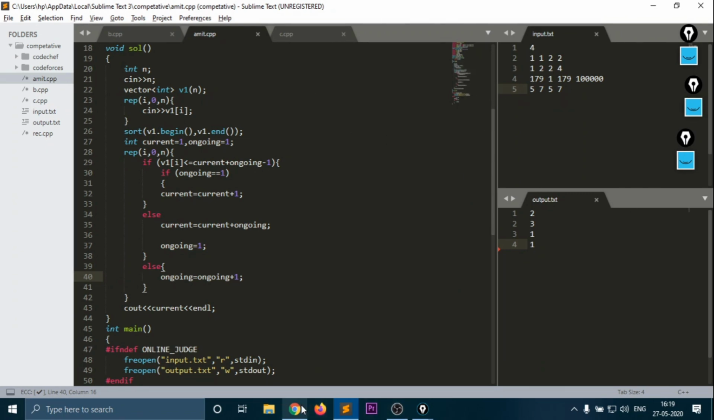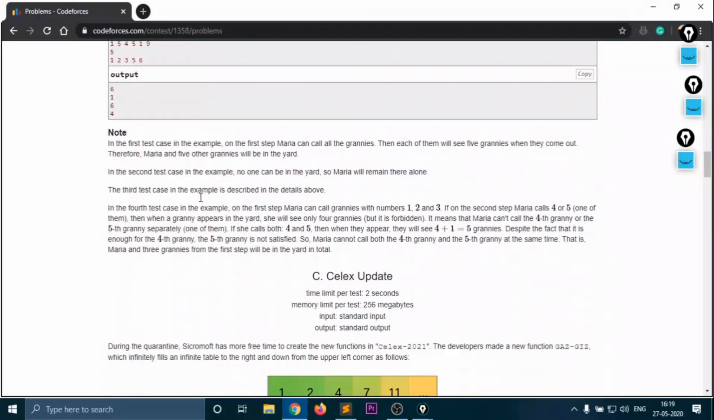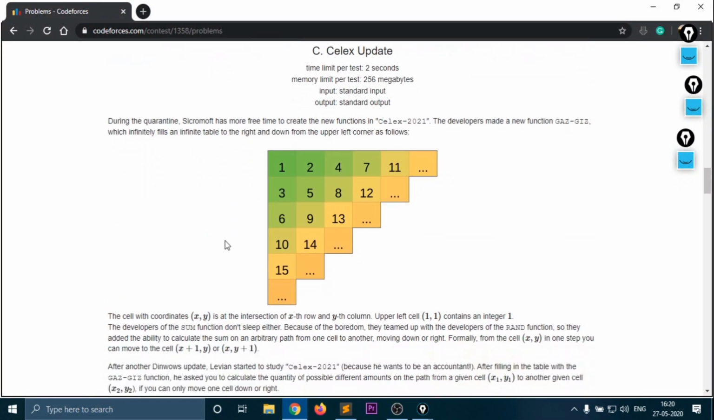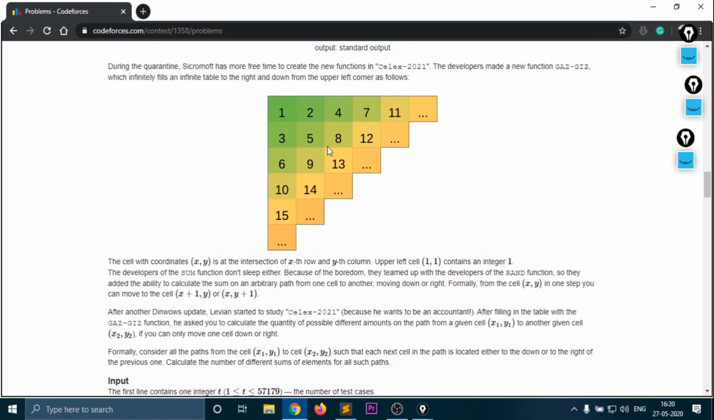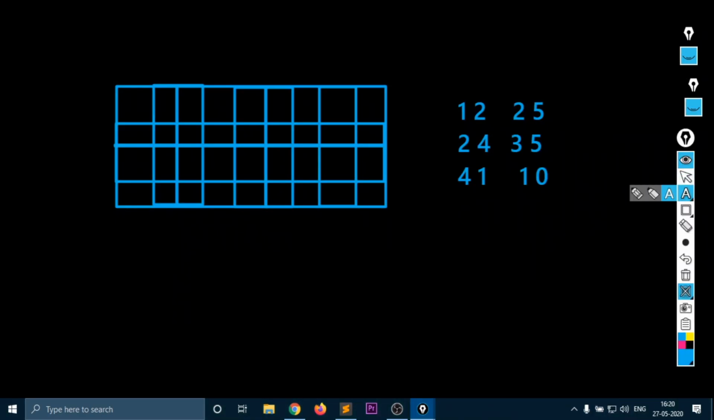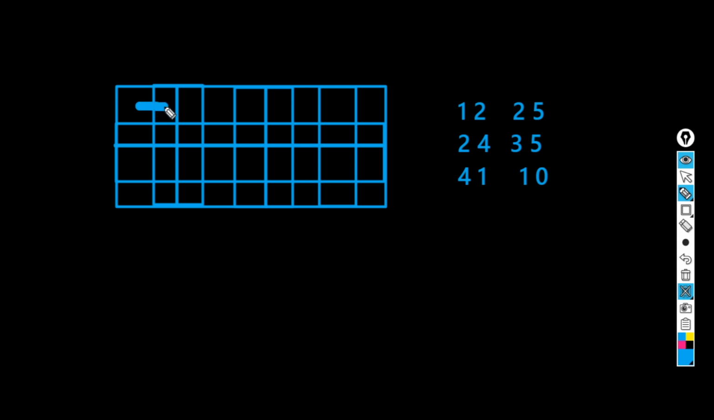Now let's check the third one. The third question was a bit tricky, but it was easier. The question was that a person is filling an infinite matrix, let's take this example. It is making a matrix grid, and it is going in a zigzag like this, 1 then 1, 2, then this, and now this, like this. The person is moving.